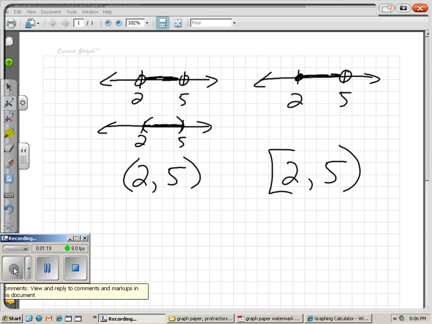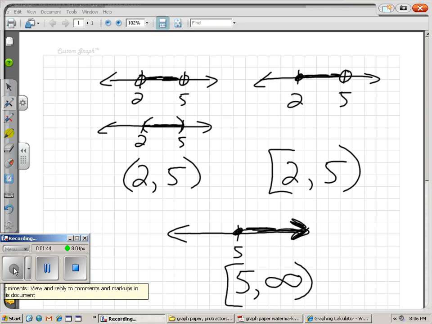And finally, you guys remember good old infinity. Let's say we have 5, and I want to go out to infinity, and I want to include 5. How would I represent that in interval notation? It's the interval from 5 to positive infinity. Remember, we can never enclose infinity because we don't know where it is, but 5 is included, so I want to put brackets around the 5. So from 5 to infinity.